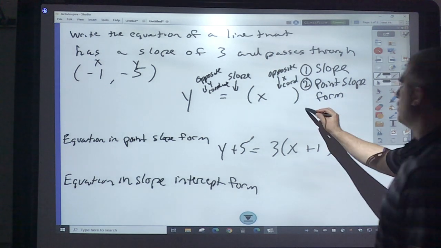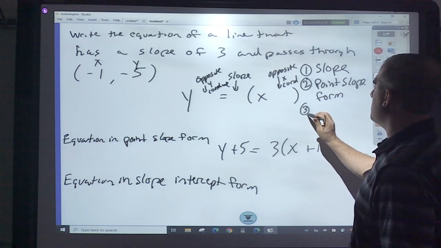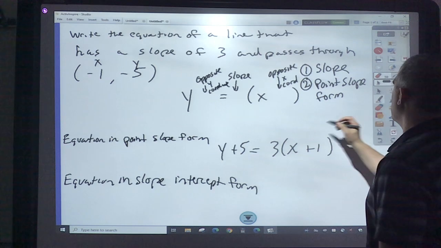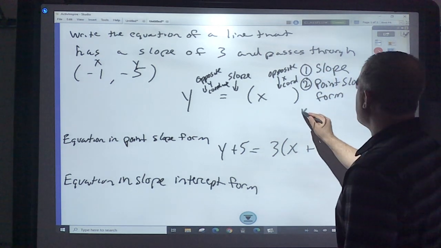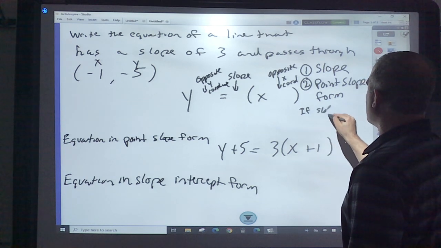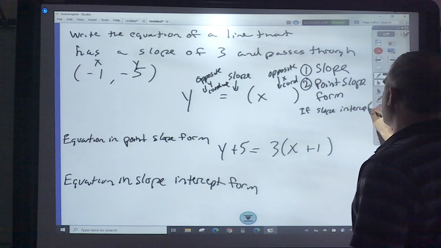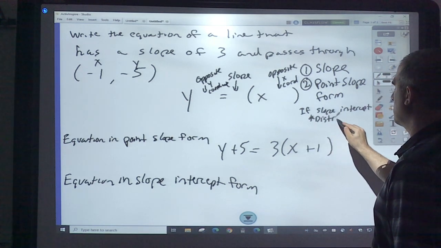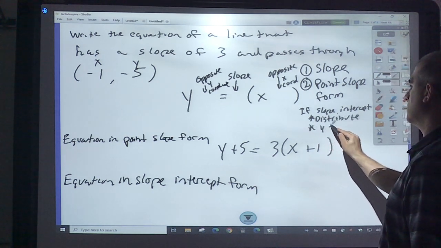Those are the first two things you always have to do. If they ask for slope-intercept, you follow these next steps. You got to distribute, and then get it in y equals.